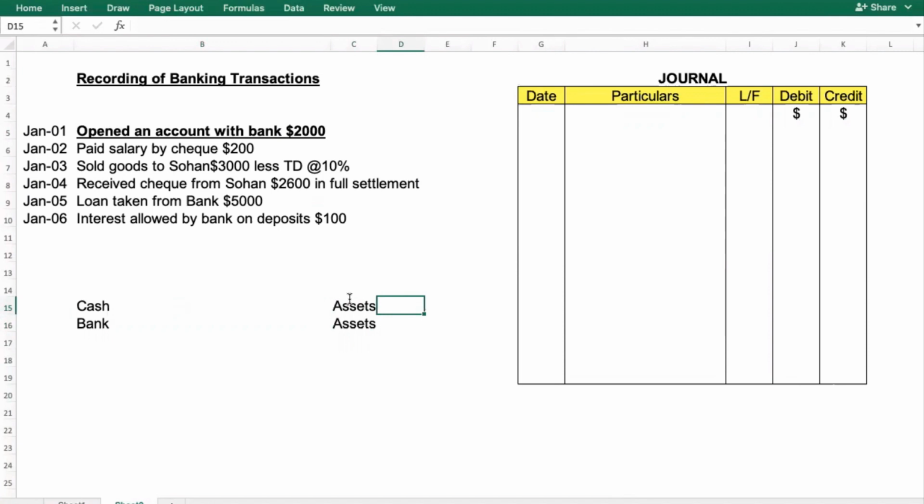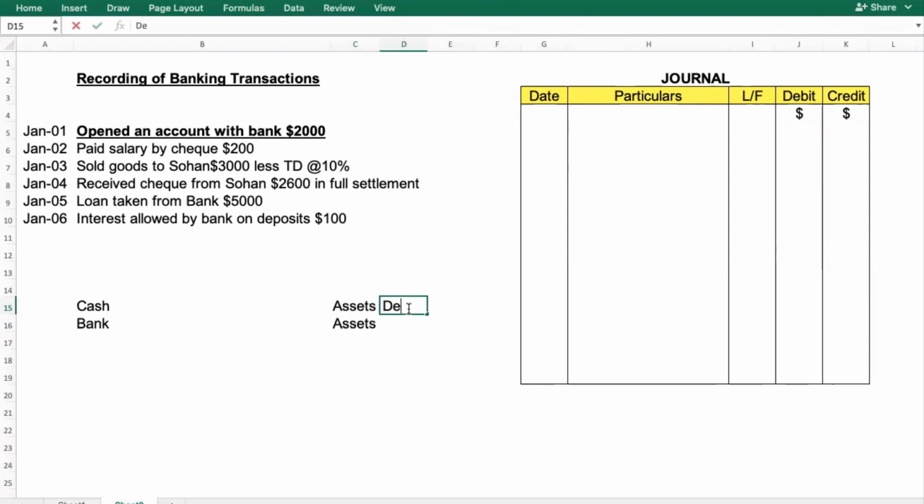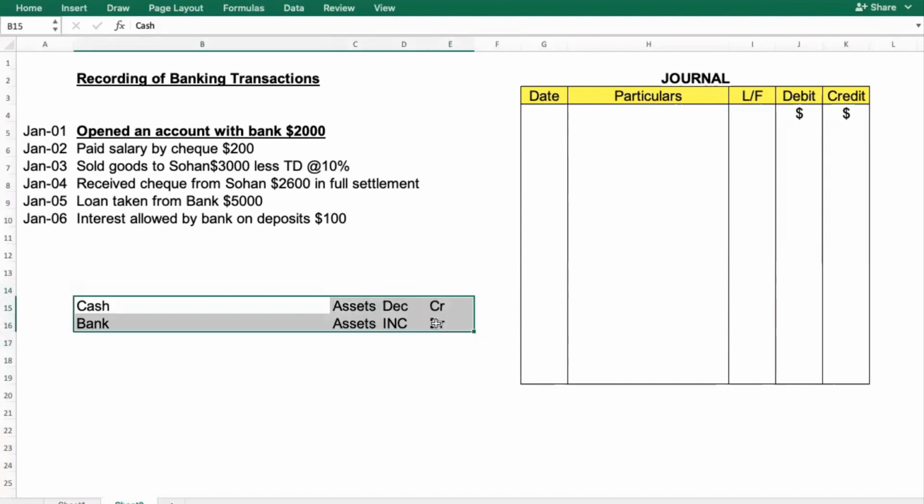Is cash increasing or decreasing? I am asking about cash. In business, cash is decreasing now because cash has gone into the bank, right? And in the bank balance, what happened? Bank balance is increasing. Earlier the bank balance was zero, but now the bank balance is 2,000. Now see, decrease in asset is credit and increase in asset is debit. This is the process to identify which account will be debit and which account will be credit. So we decided the bank will be debited, right?